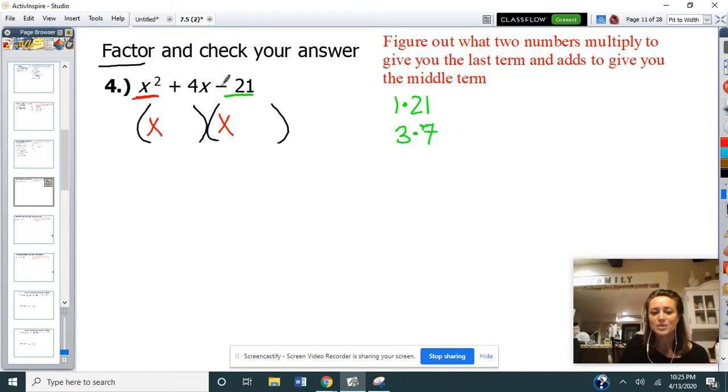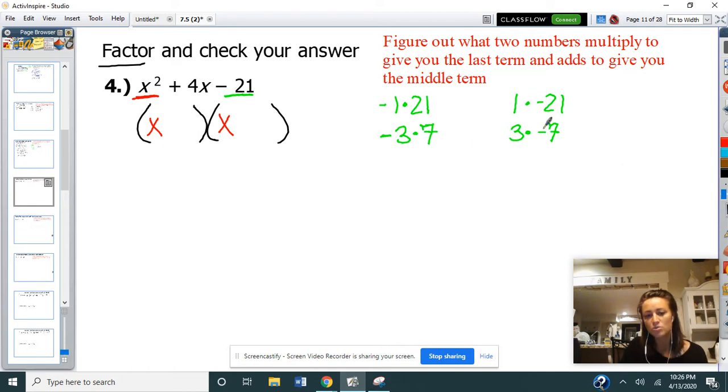Now it needs to be a negative. So for me to get a negative here, one of these has to be negative. So it's either going to be negative 1 times 21 or 1 times negative 21. One of those gives me that. Or it could be negative 3 times 7 or 3 times negative 7. We have to have one negative. We can't have two because then they'll cancel out, but we need to have one negative. So it could be any of these.